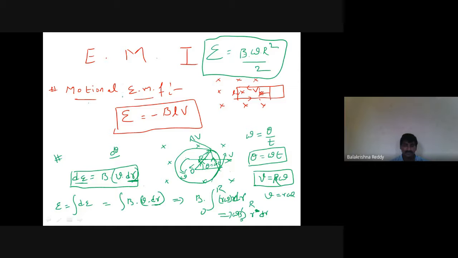What is in the linear motion? E equal to minus dΦ by dt. This is also motional EMF, but it is in a rotational motion. So omega is the angular velocity, r is the radius vector, B is the magnetic field. This is nothing but motional EMF in the rotational motion. We have a numerical for this. What is the numerical?